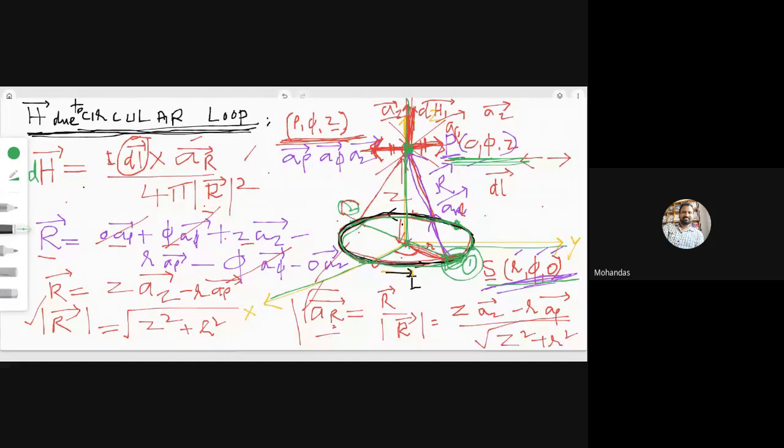So this is the field point here, and this is the source point. Now, this is the differential magnetic field intensity due to Biot-Savart's law: dH equals I dl vector cross aR by 4 pi magnitude r square. And this is the distance vector. What is the distance vector? It is the vector drawn from source point to field point. How to calculate this distance vector R? By calculating the position vector of the source point as well as the field point. This is the position vector of the field point.